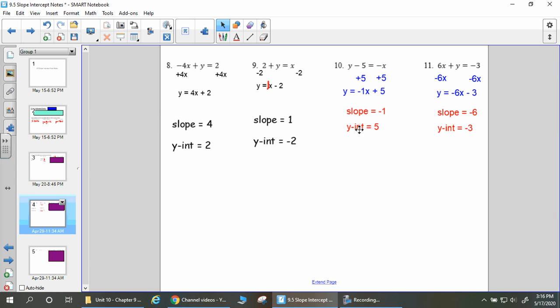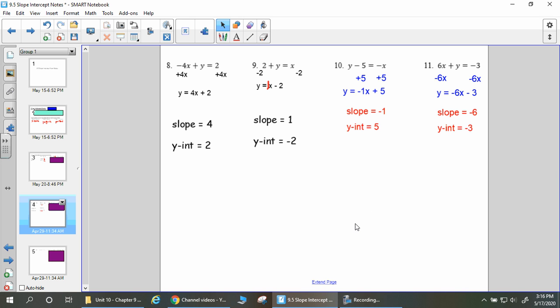On number 10, we would add 5 to both sides. This had a negative x, so if it's helpful for you to write it as a negative 1x, then go ahead and do that. That means that negative 1 is my slope, the positive 5 is my y-intercept. On number 11, I would subtract 6x from both sides, so y equals negative 6x minus 3. Your slope is therefore the negative 6, your y-intercept the negative 3.